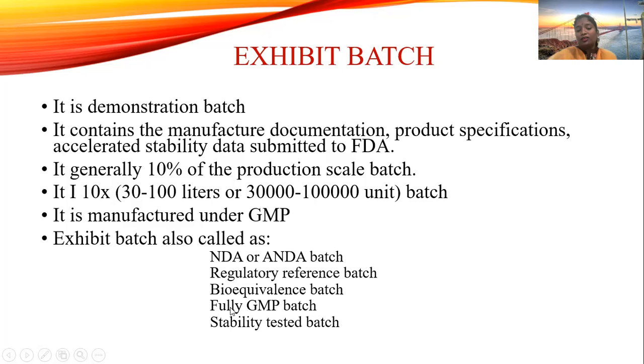Why is it called a fully GMP batch? It follows the GMP guidelines. That's why we also call it a fully GMP batch. And the stability test batch: why do we say this is a stability testing batch? Because we conduct the accelerated stability test. Why? To predict the shelf life, to determine which packaging material is suitable for the dosage form, and also to determine the expiry date. With all these we apply to the FDA. That's why we also call it a stability tested batch.